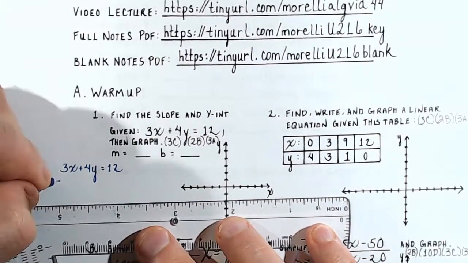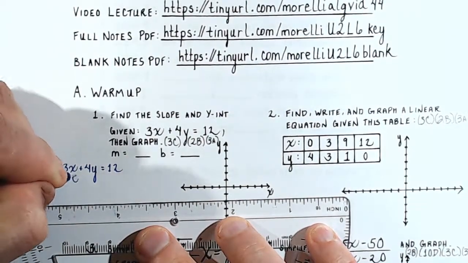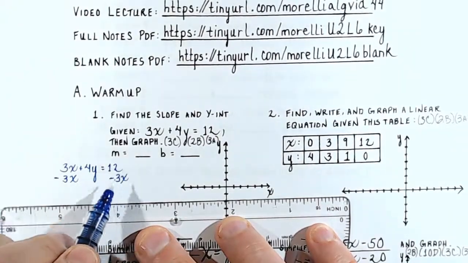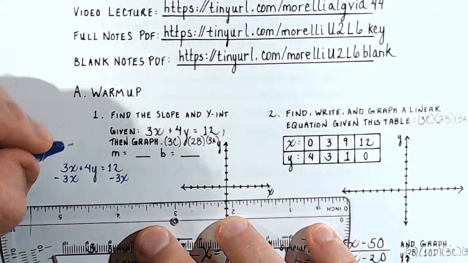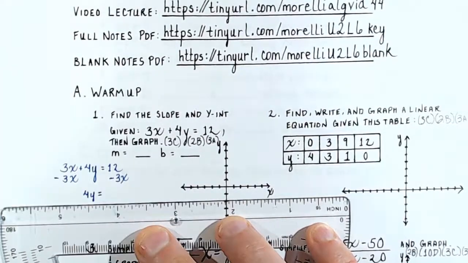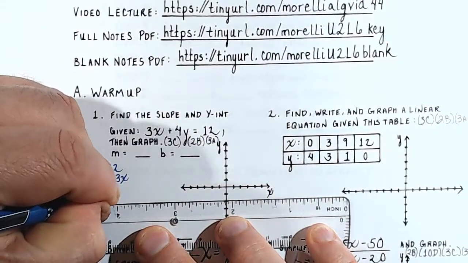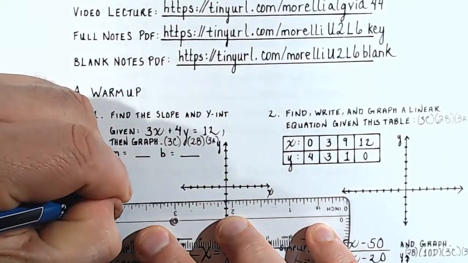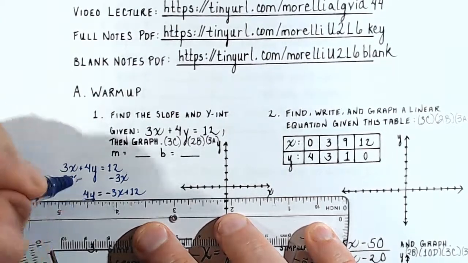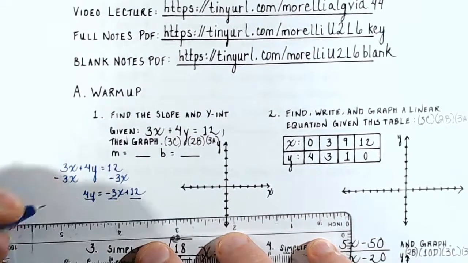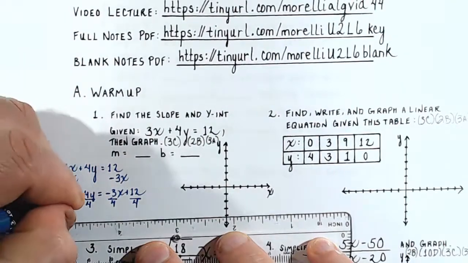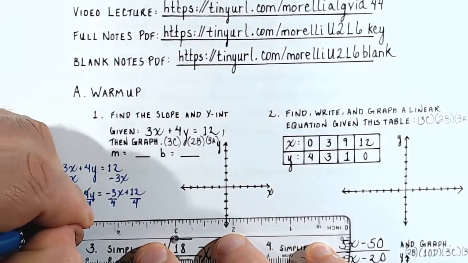At this point we need to subtract 3x from both sides. And remember on the right here, 12 and negative 3x don't go together. So we just write 4y = -3x + 12. And then to get y by itself, we divide each term by 4. That cancels the 4's, and we are left with y by itself.